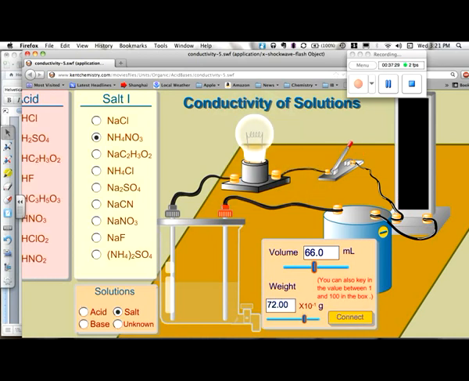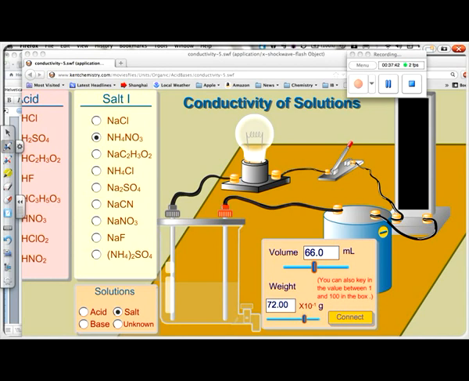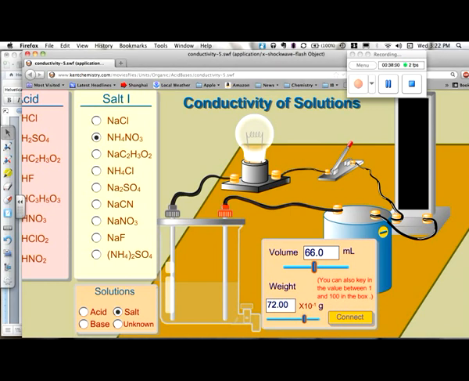All right. Let's try sodium sulfate. How many particles are we going to get from sodium sulfate versus ammonium nitrate? So let's see if that makes a difference. I get 2 particles when I dissolve the ammonium nitrate. But I get 3 particles when I dissolve the sodium sulfate. So let's try that.